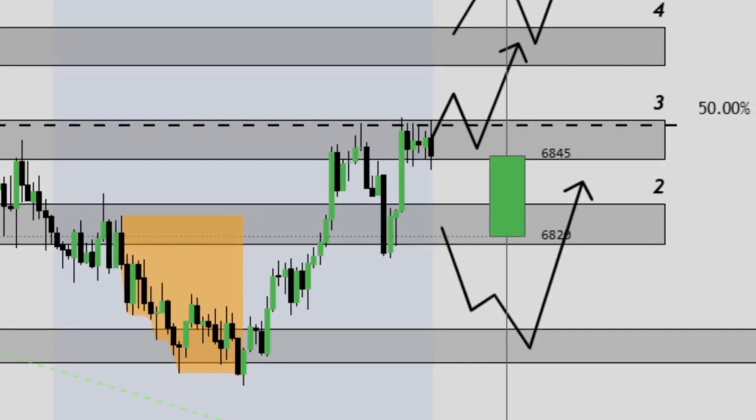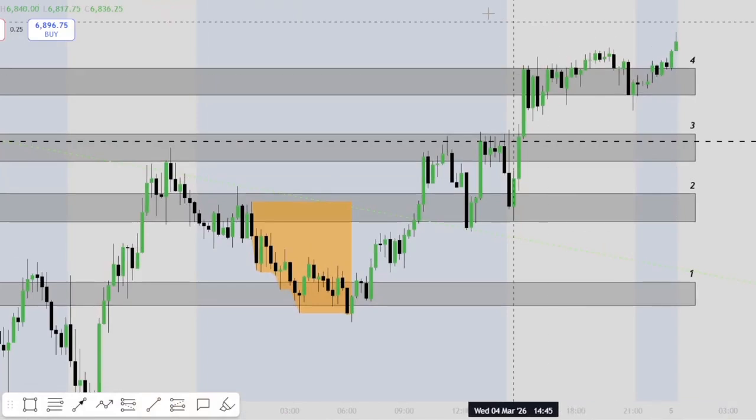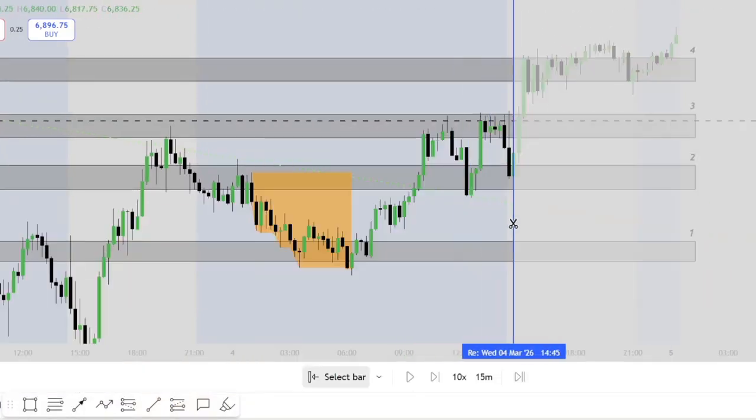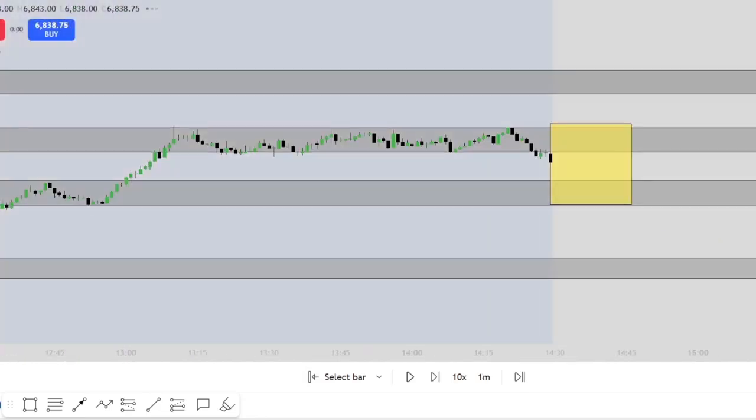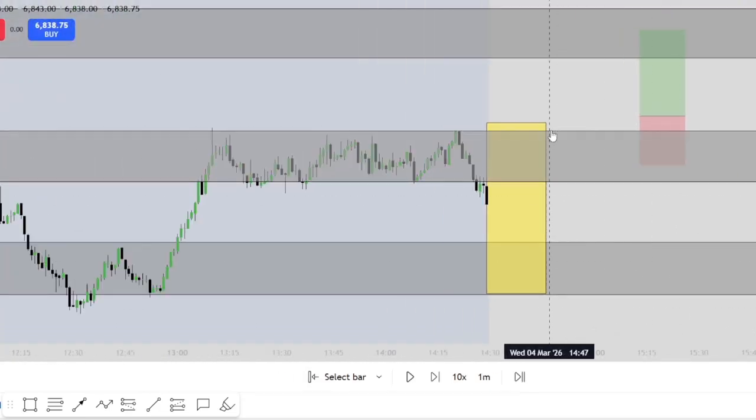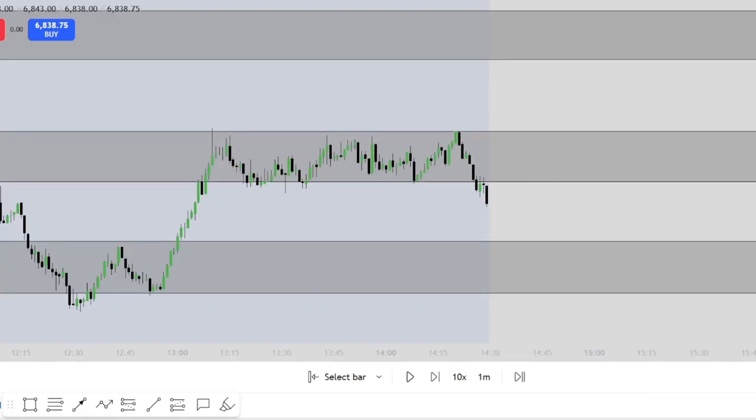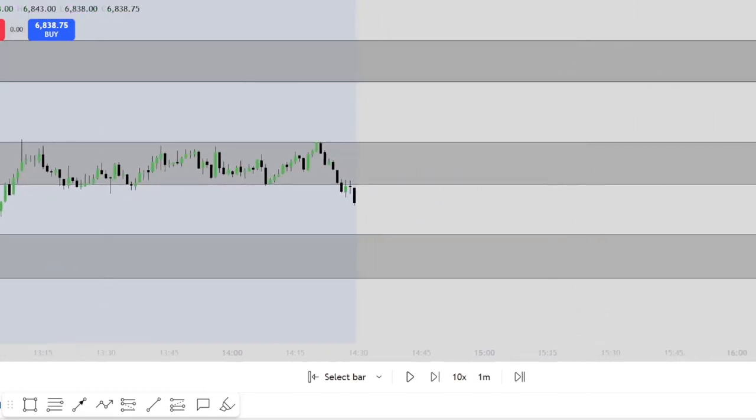The reason I say that is because let's break down the New York session. So when we came into the New York session, which was somewhere around here, what can you see? Even from my markings, it should become pretty obvious what I'm looking for. Whenever you come into the New York session, the only 3 things you need to become a successful trader is you need this.